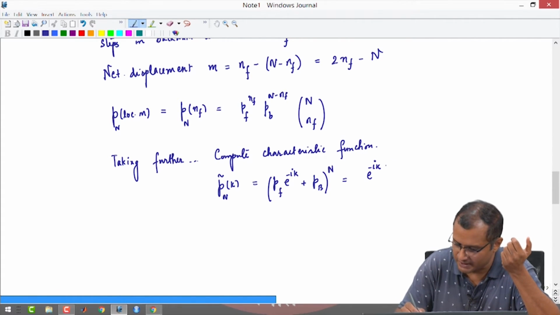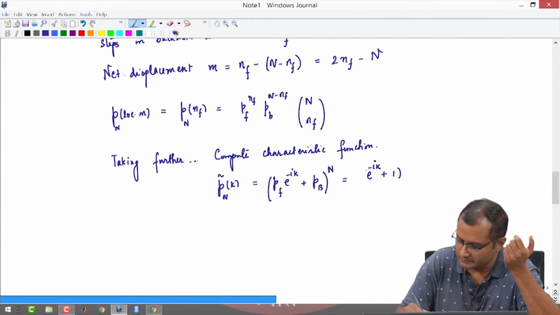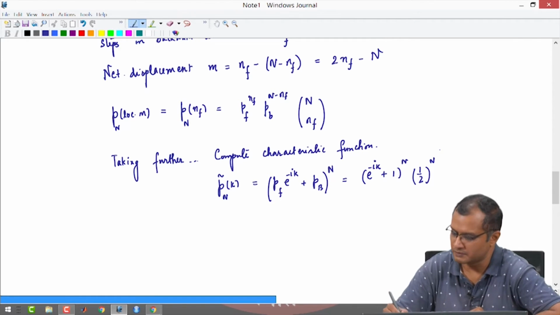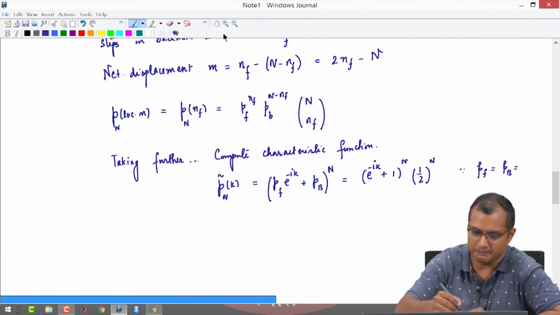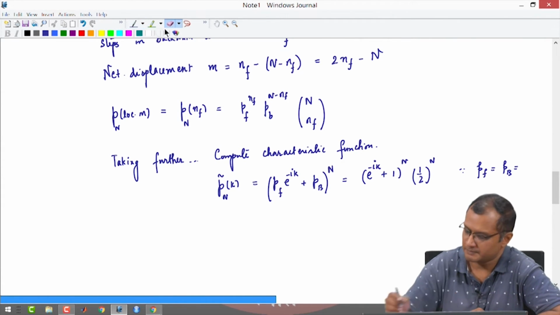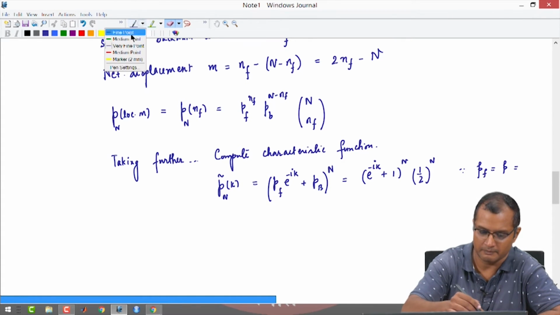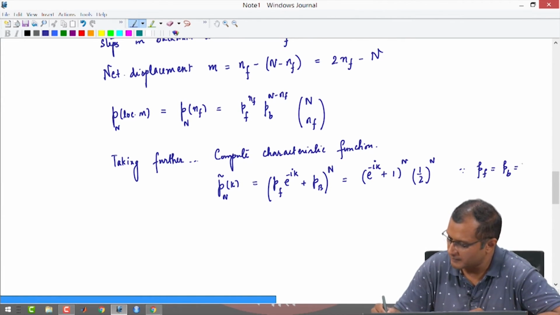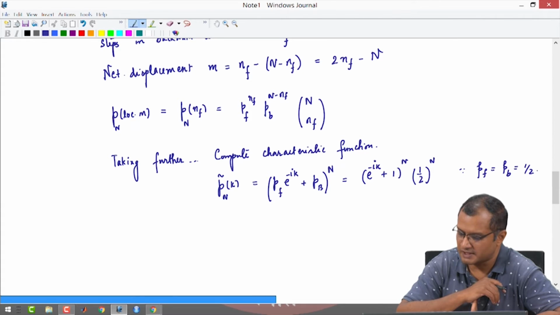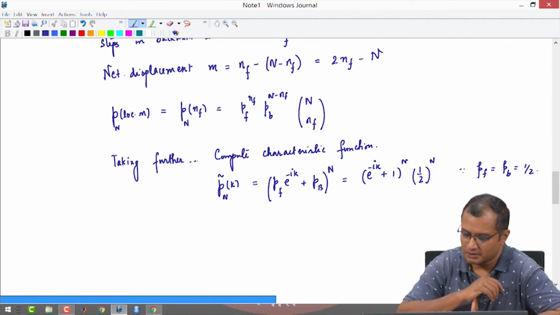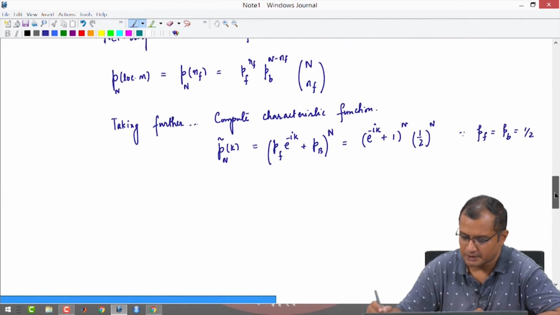You can take the half outside, plus 1 to the power n into 1 by 2 to the power n. Okay. So, if you plug in Pf and Pb, forward and backward, as half, you can take half outside, and what you will get is just e raised to minus i k plus 1 to the power n into half to the power n. Okay. So, you can now compute what are these.